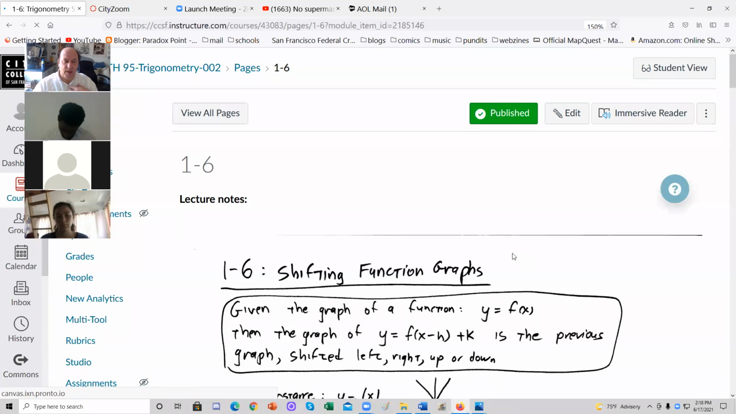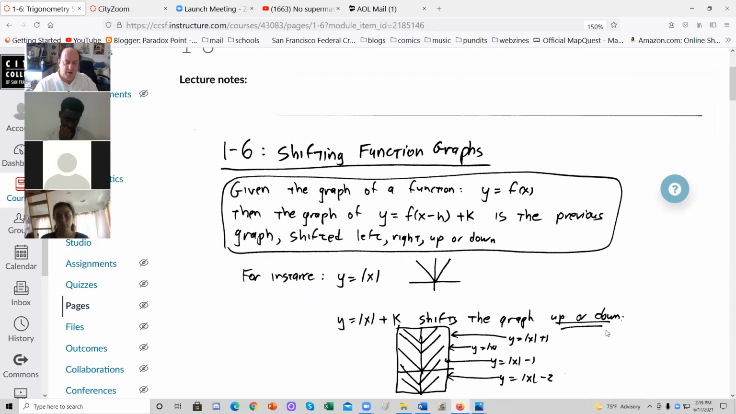1.6. To shift the graph of a function, if you have a graph y equals f of x, then the graph of y equals f of x minus h, that quantity plus k, is the previous graph shifted left, right, up, or down. For example, take y equals absolute value of x like this. If you add k outside the absolute value sign, y equals absolute value of x, all that plus k, it shifts the graph up or down by k units.